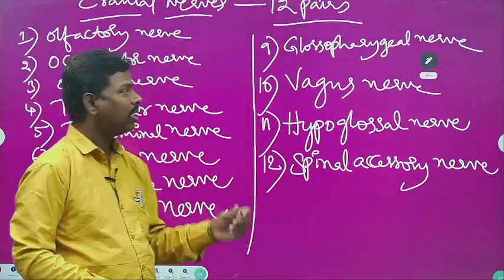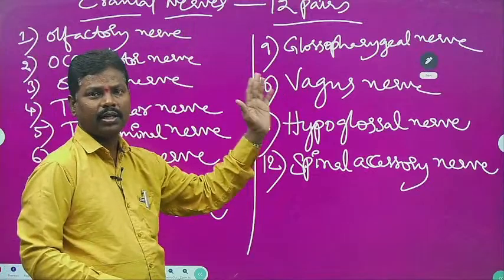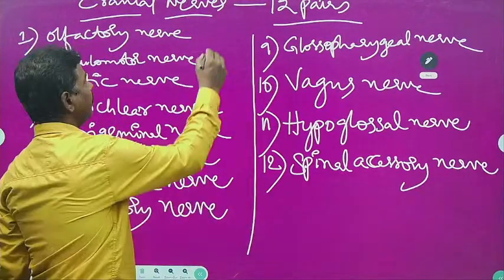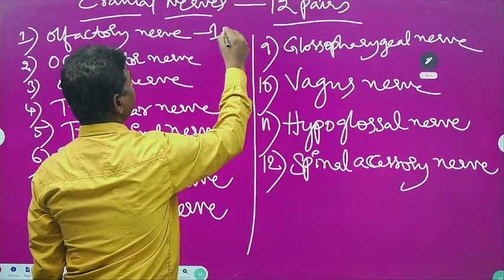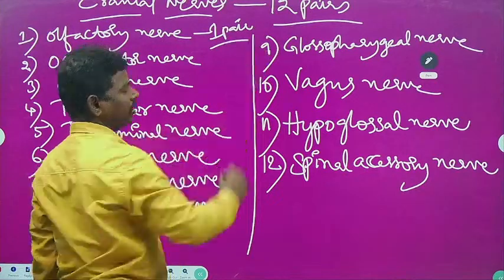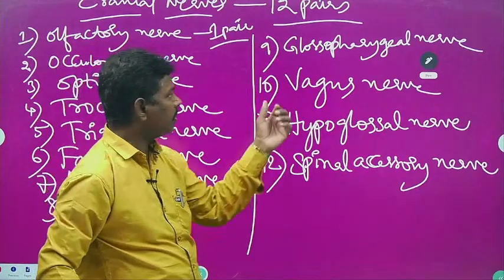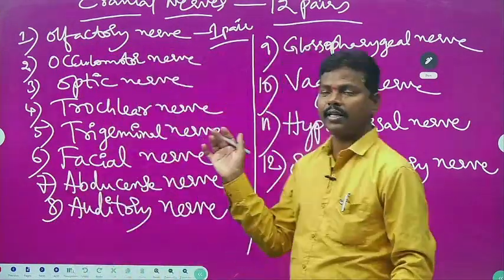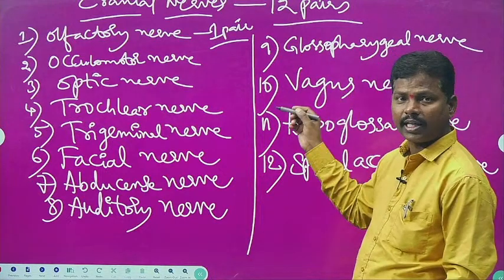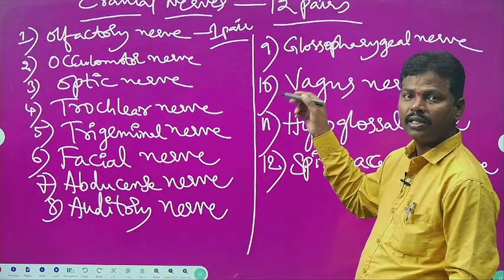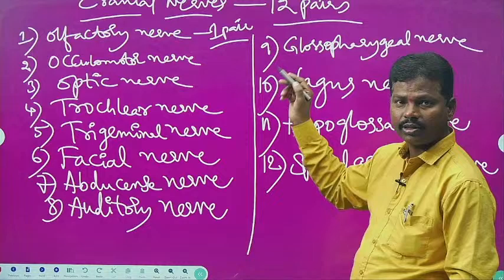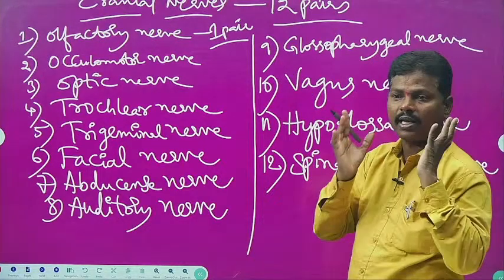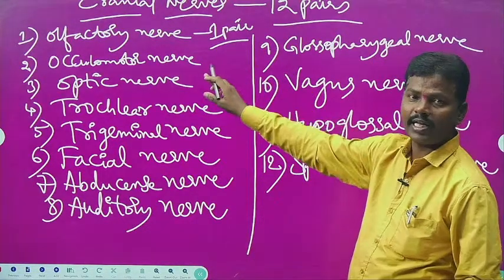These are all one pair each. Total how many we got here? 12 pairs of cranial nerves. Where are they located? They are connected to the brain inside the skull. That's why these are called cranial nerves.